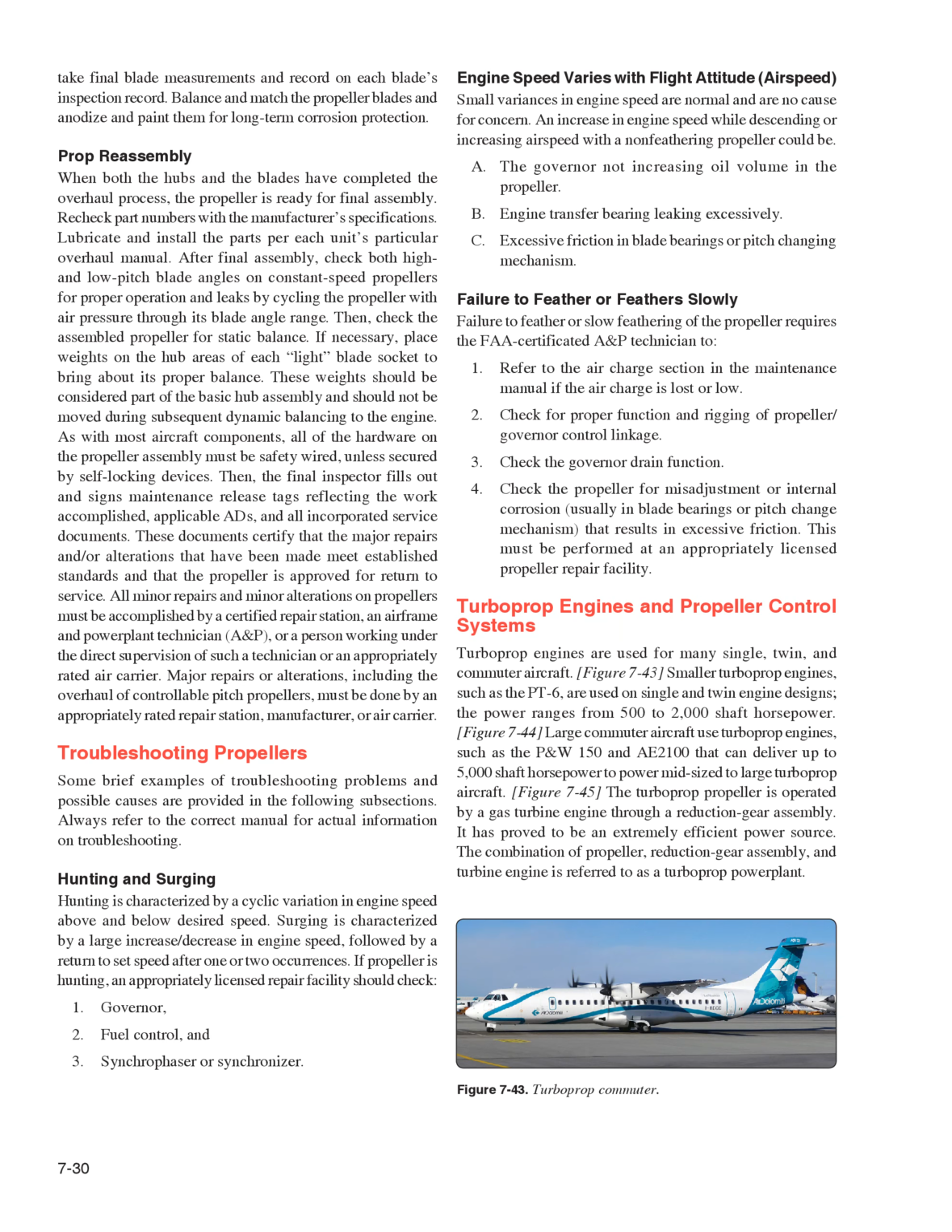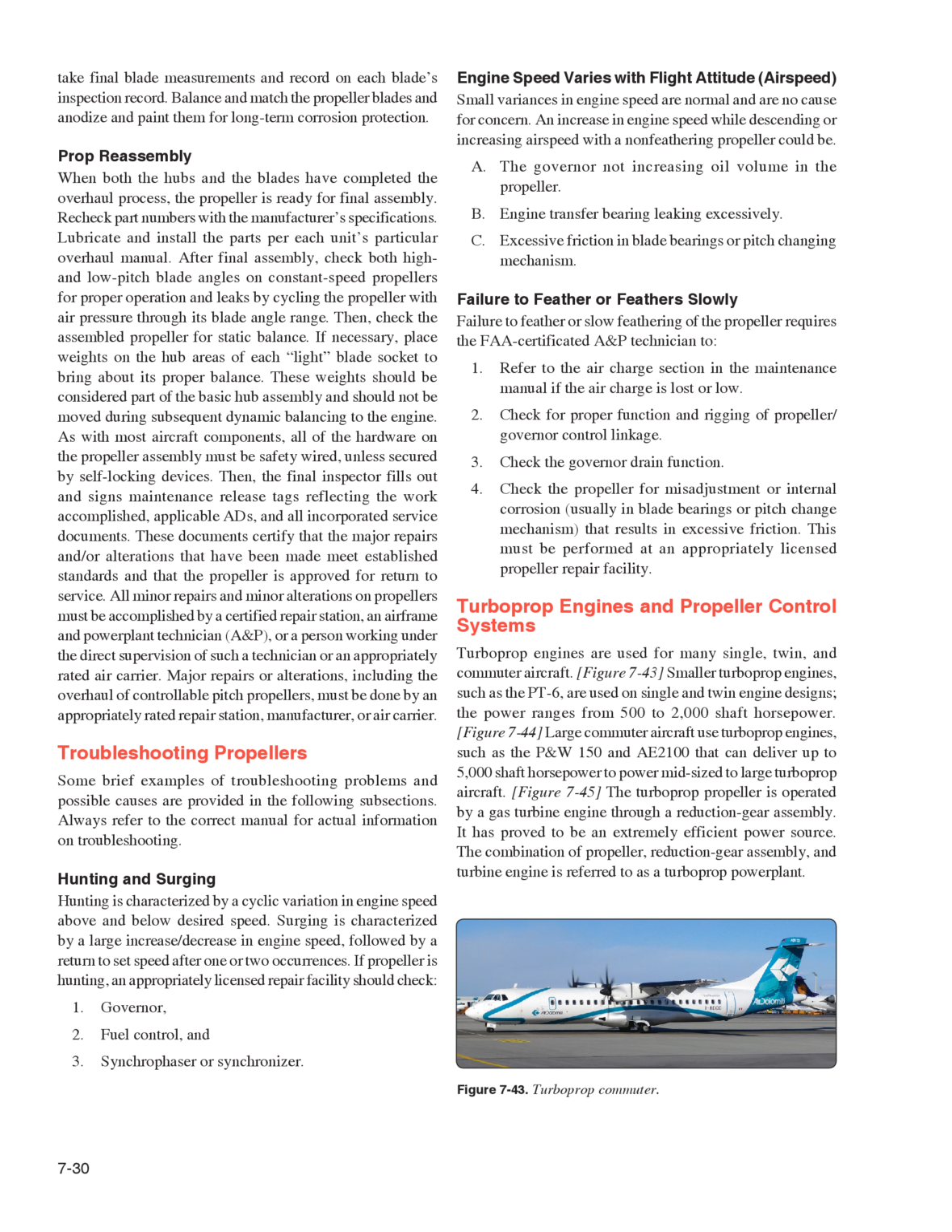If propeller is hunting, an appropriately licensed repair facility should check 1. Governor, 2. Fuel control, and 3. Synchrophaser or synchronizer. Engine speed varies with flight attitude, airspeed. Small variances in engine speed are normal and are no cause for concern. An increase in engine speed while descending or increasing airspeed with a non-feathering propeller could be A. The governor not increasing oil volume in the propeller. B. Engine transfer bearing leaking excessively. C. Excessive friction in blade bearings or pitch changing mechanism.